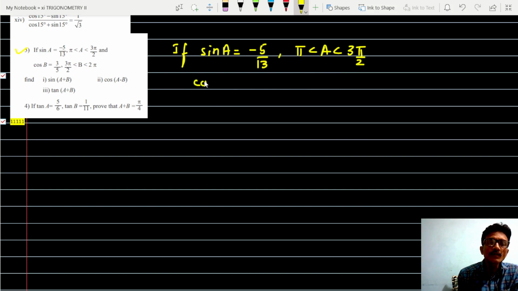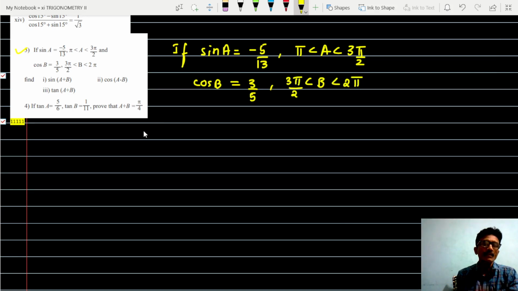Cos of B is equal to 3 by 5, and our B lies in 3 pi by 2 to 2 pi, which means the fourth quadrant. Here we want to find sine of A plus B, cos of A minus B, and tan of A plus B.